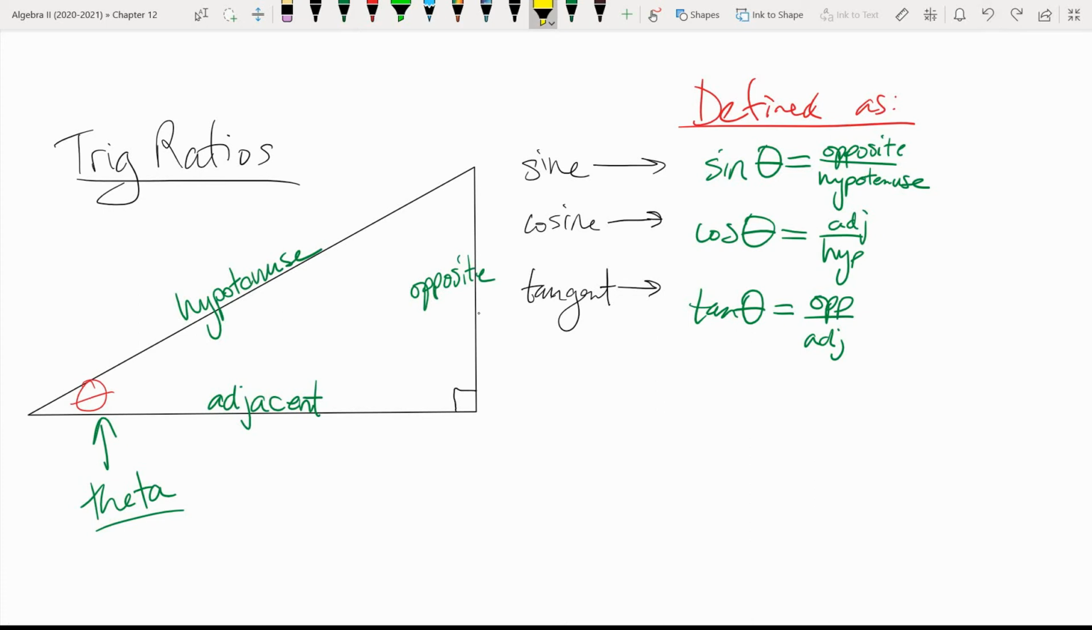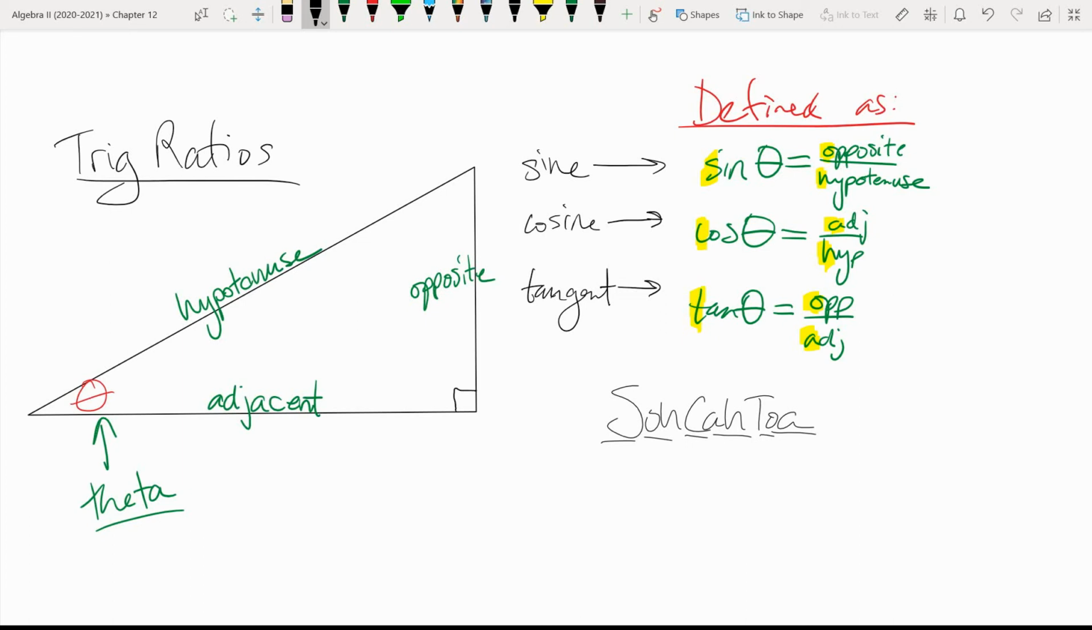If you look at the first letters here, S, O, H, C, A, H, T, O, A, it spells out SOHCAHTOA. So if you remember that little acronym, you can remember that sine is opposite divided by hypotenuse, cosine, adjacent divided by hypotenuse, tangent, opposite divided by adjacent. And it makes it easy to remember.